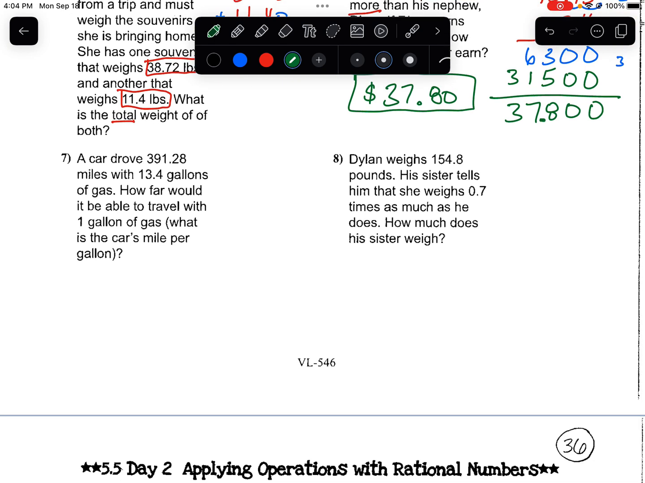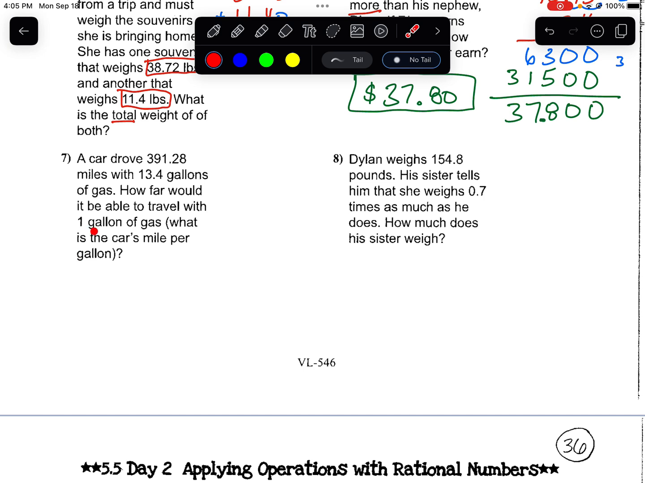Let's do number 7. Number 7 says, a car drove 391.28 miles with 13.4 gallons of gas. How far would it be able to travel with 1 gallon of gas? Or another way to ask is, what is the car's mile per gallon? Okay, it drives this far with this much gas. How far will it be able to travel in 1 gallon of gas?